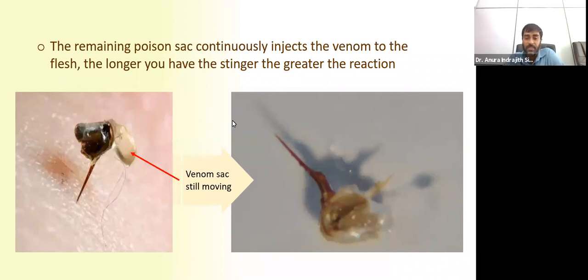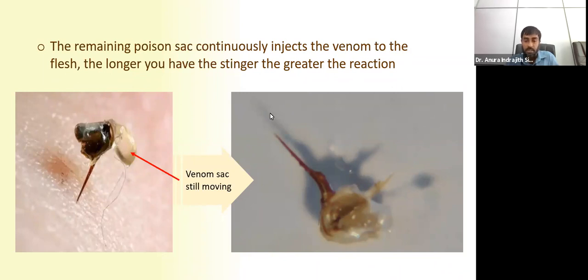Actually, as I told you, this stinger has a venom sac and also some muscles associated with it. It is not alone. Some muscles are there. Now, these muscles can still work even when removed or detached from the abdomen. It has its own life. It may still work, it can still move. Because of that, it will go further and further into your skin.